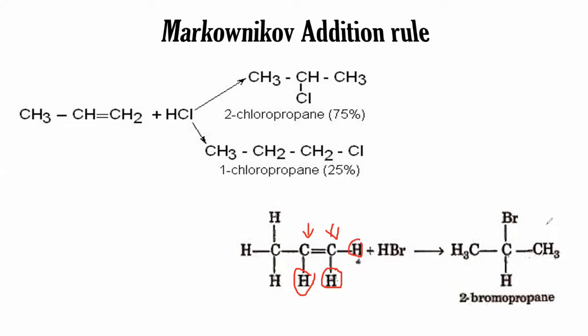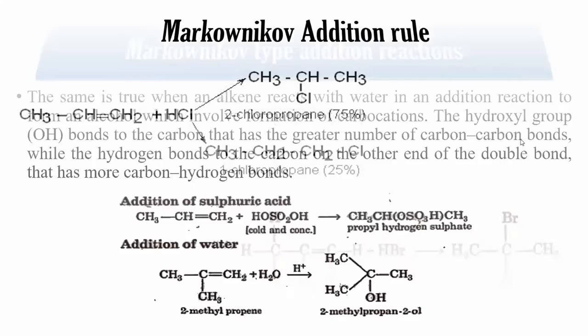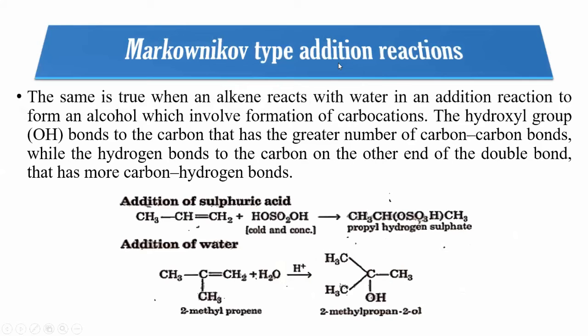So Br will be added in the middle, and this is the major product. One minor product will also come, but here it is not shown. Okay, so this is all about the Markovnikov addition rule, right? Next we are having Markovnikov type additions, right? Now Markovnikov type addition means it looks like Markovnikov, but it follows Markovnikov addition rule.